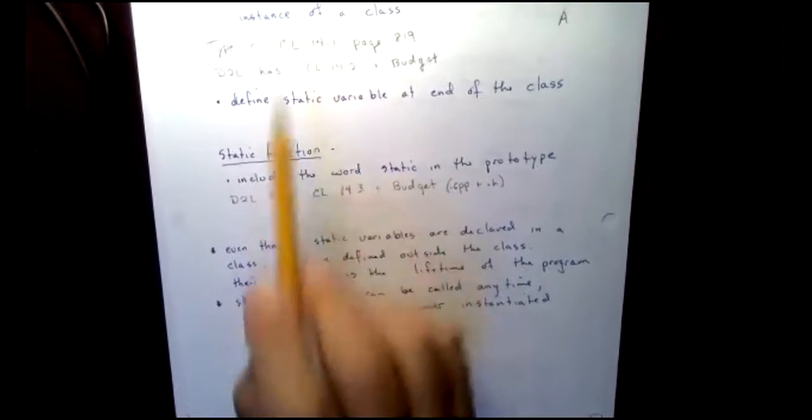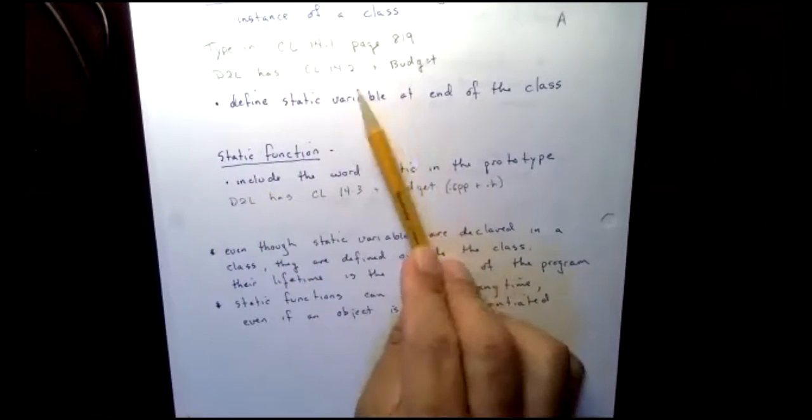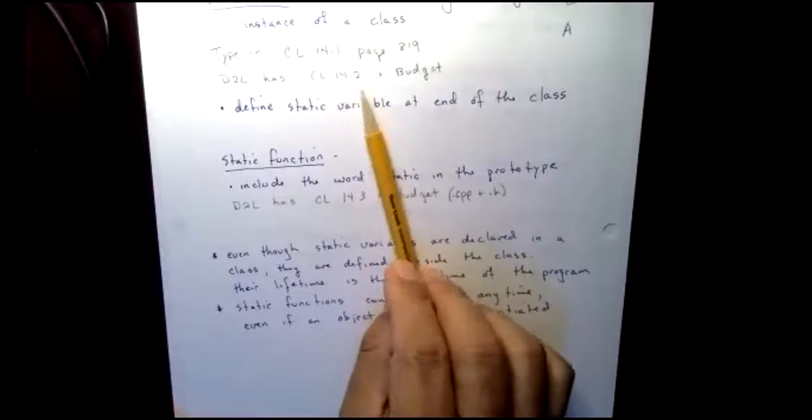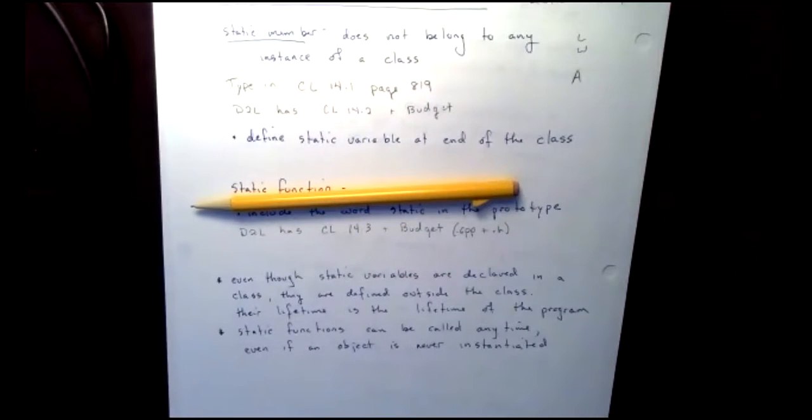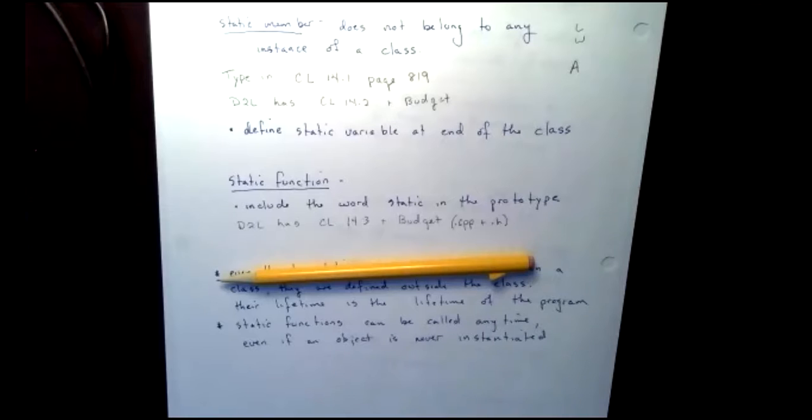Oh, I didn't do 14.2. I'm sorry. 14.2 is another example of a static member. I got excited there. I'm all messed up. All right, what I want you to do right now is go to D2L, create a project, get 14.2 and get budget. Okay, any questions about 14.3?